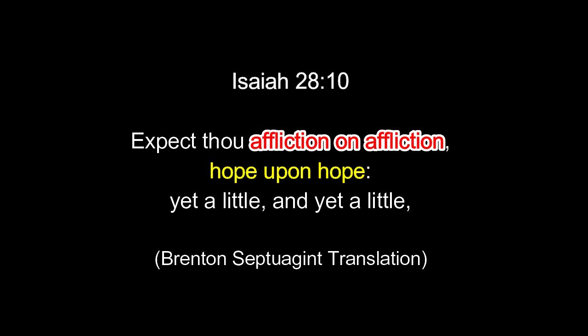In Isaiah chapter 28, the prophet was warning the people of coming destruction. The Assyrians were coming to take them into captivity because they had rebelled against the Most High. This is why they were told to expect affliction, which is punishment, on affliction. Yet even in captivity, they would have hope, because the captivity would be temporary. It would not last forever.